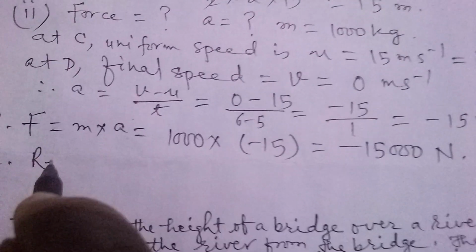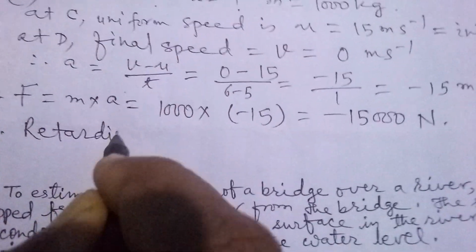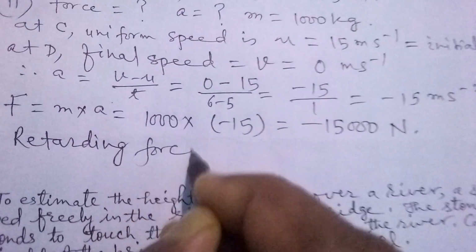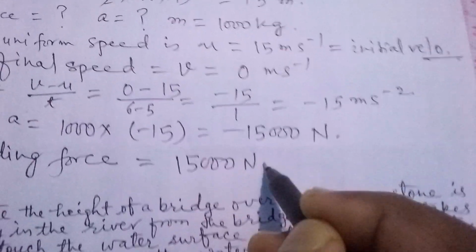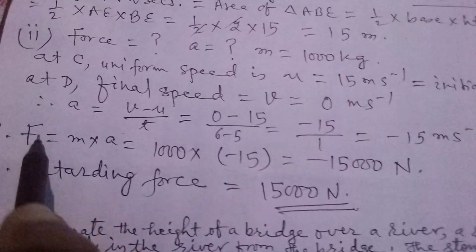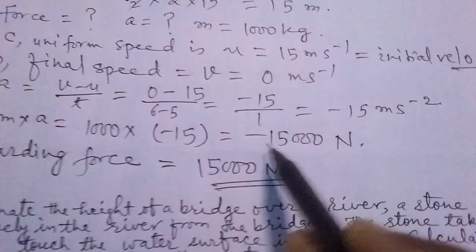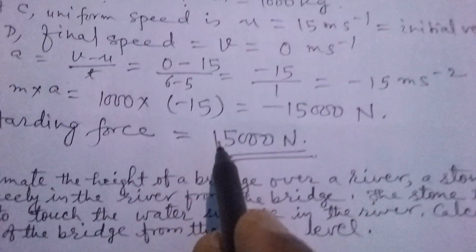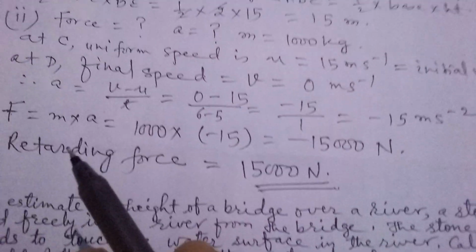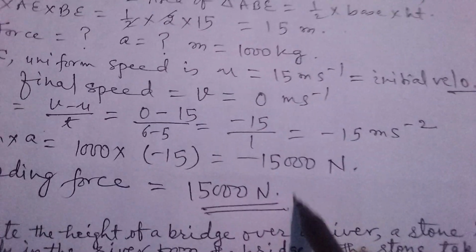So this is called retarding force. But when we are writing retarding force, we will not write the minus sign. Simply we will write 15,000 Newton. But for force, only when we are writing F, then we write minus 15,000. But when we are writing retarding force, we will not write minus, because retarding means negative. So this is the answer.